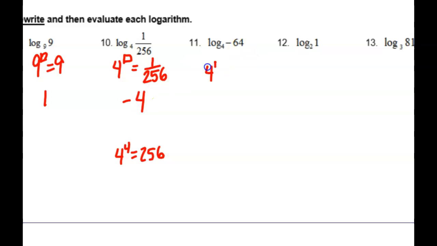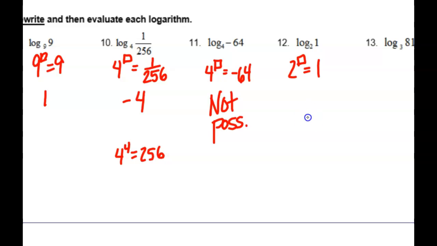Okay, this means 4 to what power equals negative 64? Can you take a positive number to a power and it's going to suddenly become negative? No, you cannot take a log of a negative number. And there's one on the quiz, I think, that's not possible. So this one means 2 to some power is 1. What would that be, guys?